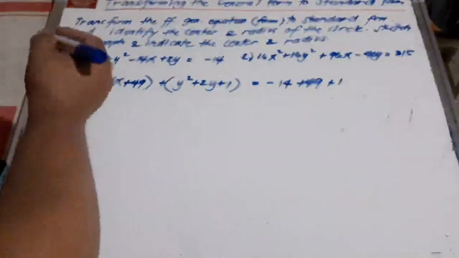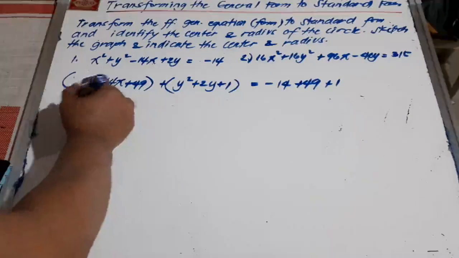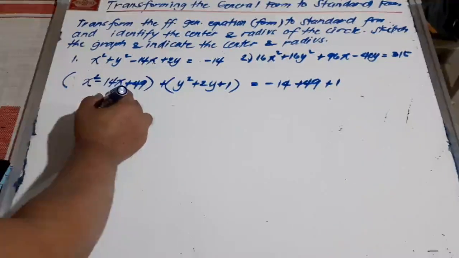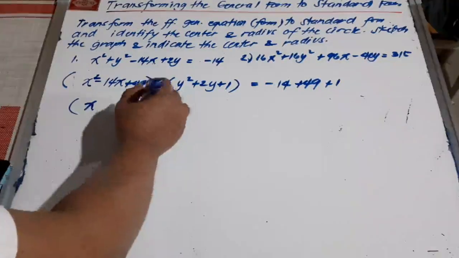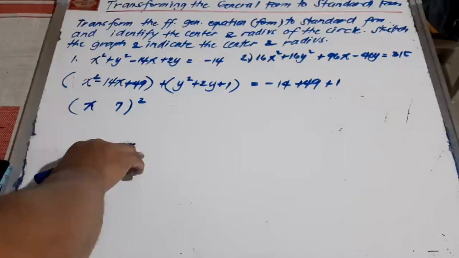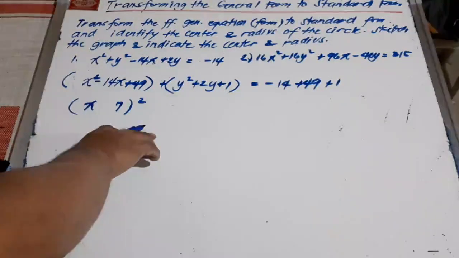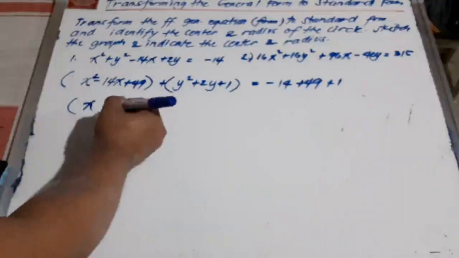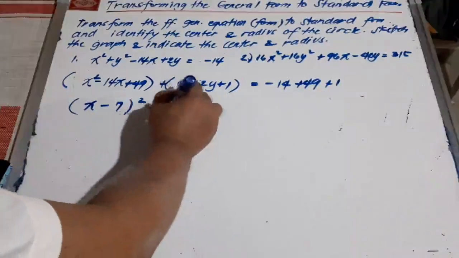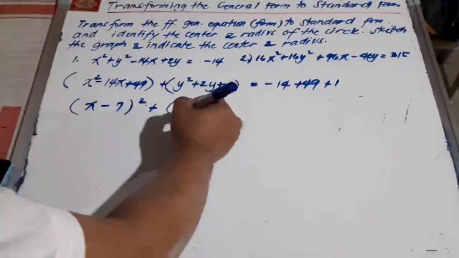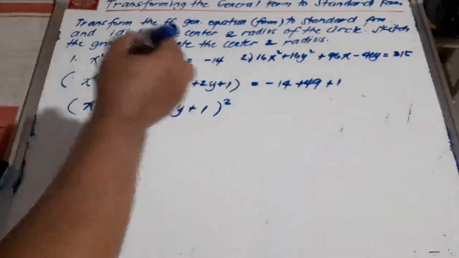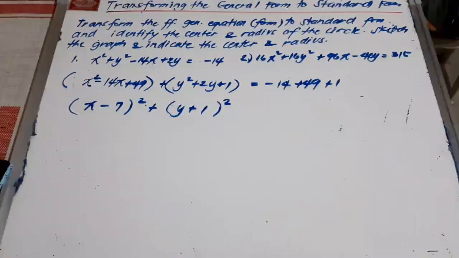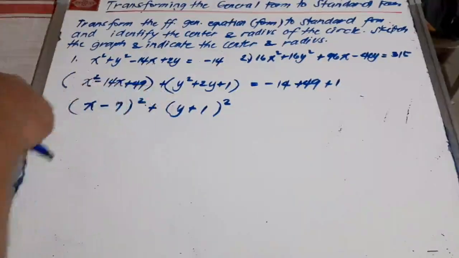So this is now trinomial perfect square. Or it will be factored by the square of 2 terms. That will be x. And then square root of 49 is 7. That is now the sum or difference of 2 terms, or square of the sum or difference of 2 terms. But since the middle term is negative, negative din to. Okay. The other one, we have y. Square root of y squared is y. Square root of 1 is 1. Then squared. The middle term is positive. So middle term din dito is positive. So yun na yung ating result for the two groups na ginawa natin.